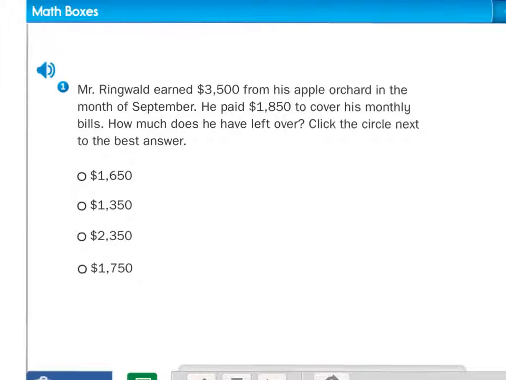So question number 1 says, Mr. Ringwald earned $3,500 from his apple orchard in the month of September. He paid $1,850 to cover his monthly bills. How much does he have left over? You're going to circle the answer which is the best.